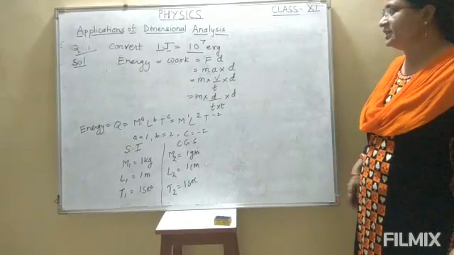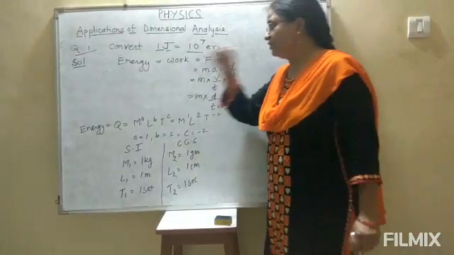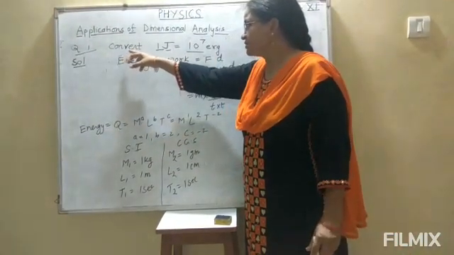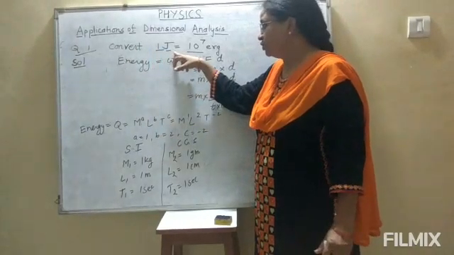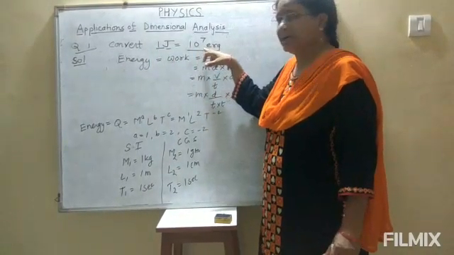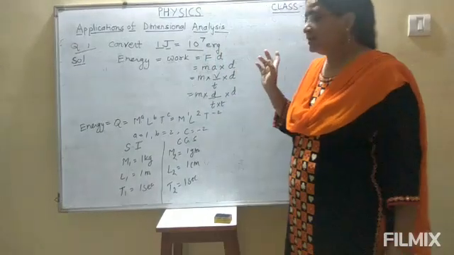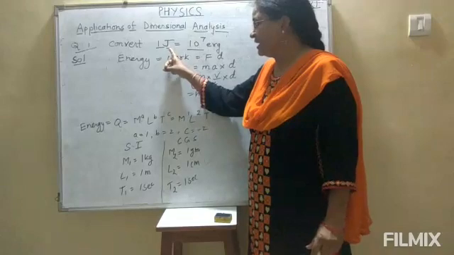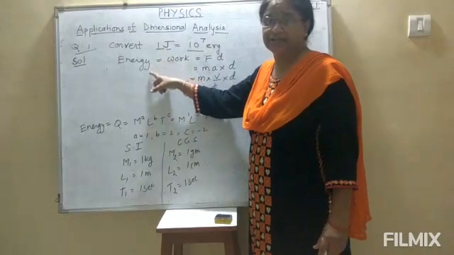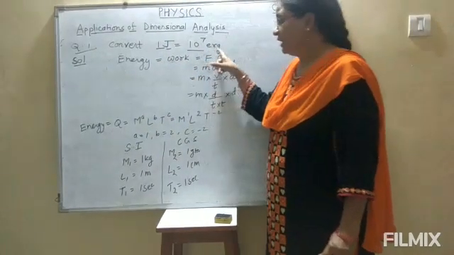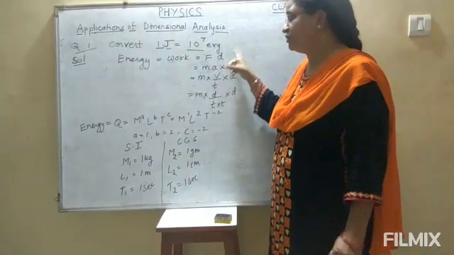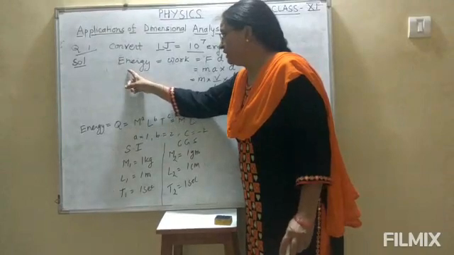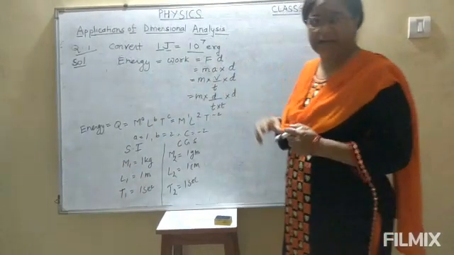Now for understanding this application, suppose we will see some examples. First example, that is to convert 1 joule is equal to 10 raised to power 7 erg. So my dear students, as you know, joule is the SI unit of energy and erg is the CGS unit of energy. So first of all, we will calculate the dimensional formula of energy.